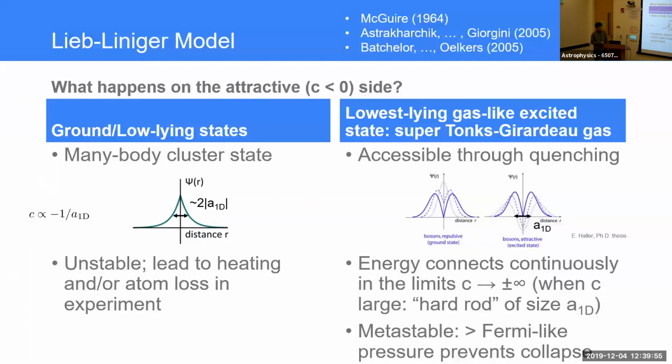And because the wave function, and by extension the energy, comes continuously in the infinite limit, this is why you would expect this quantum quench to couple dominantly from the Tonks-Girardeau gas into the super-Tonks gas. And then you will also see that the state is metastable because there's very small overlap between the cluster wave function and the excited state wave function.